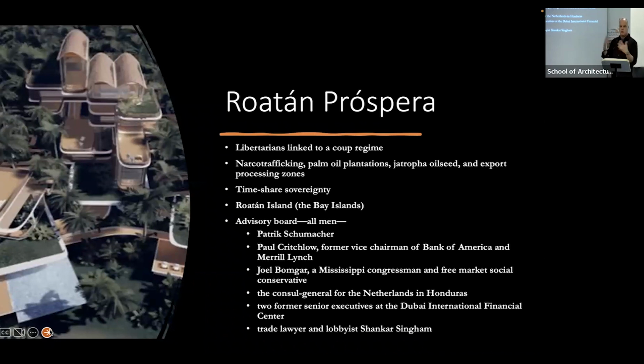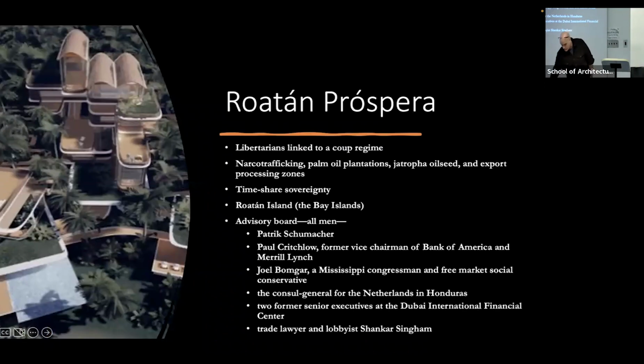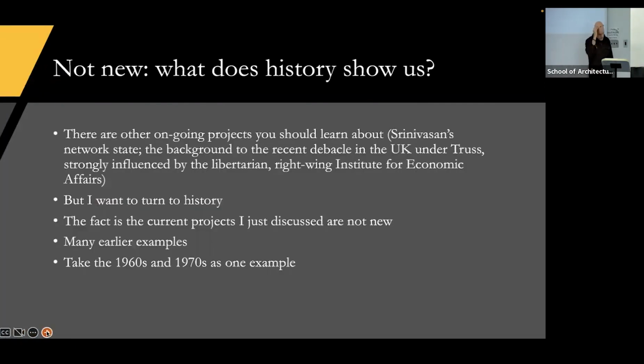So you can see the linkages between formal state politics happening in parts of the world and the involvement of individuals here now trying to generate these new kinds of states as well. Where this stands right now is not entirely clear. So all of this is not new. I just want to talk a little bit about what history shows us. There are other ongoing projects that you should learn about, in my opinion, and think about.